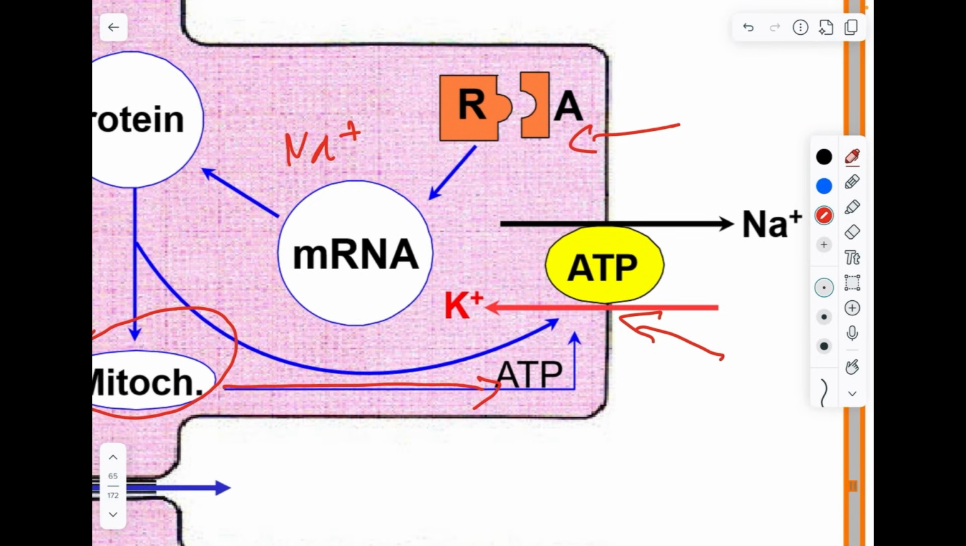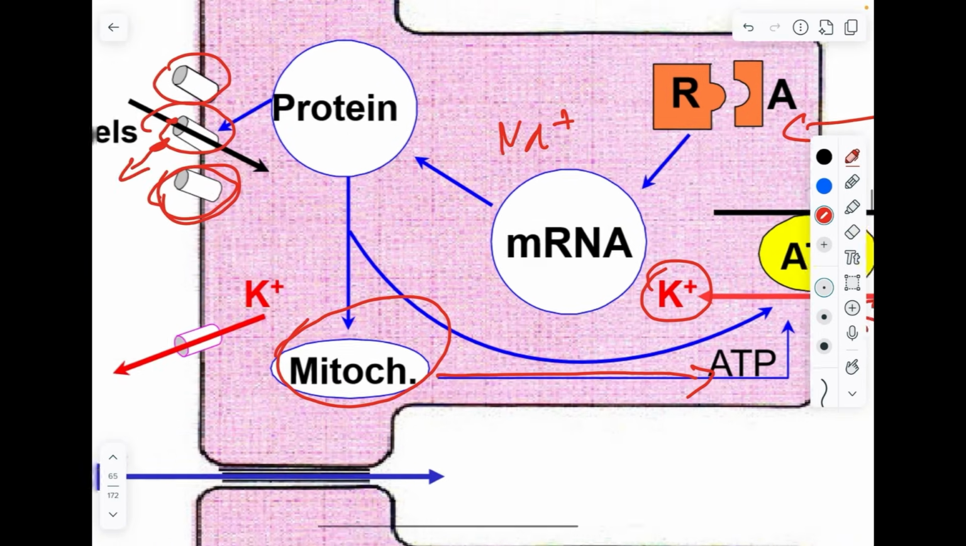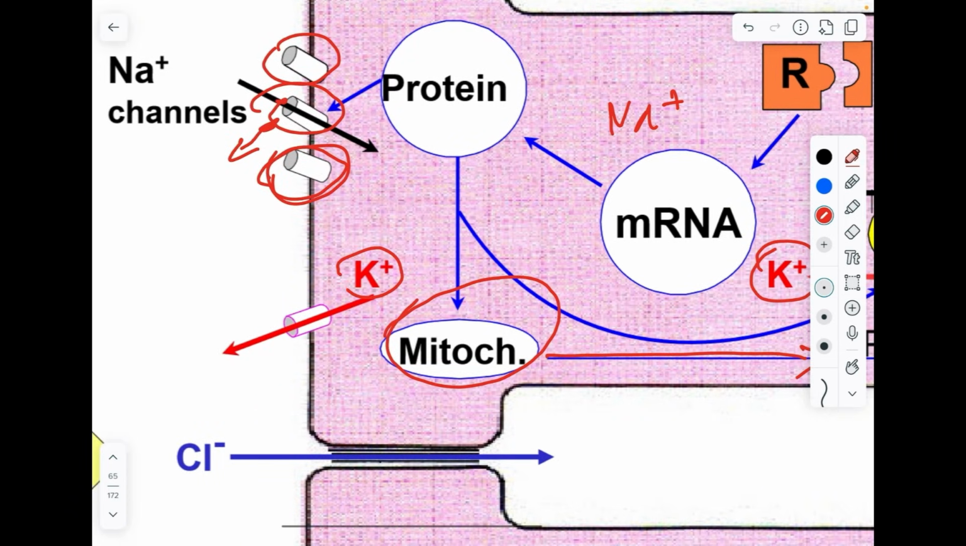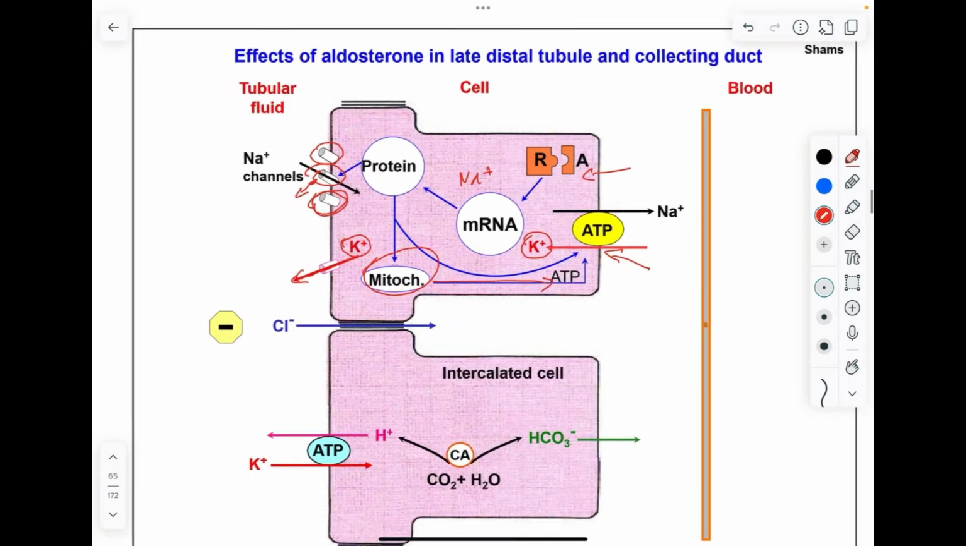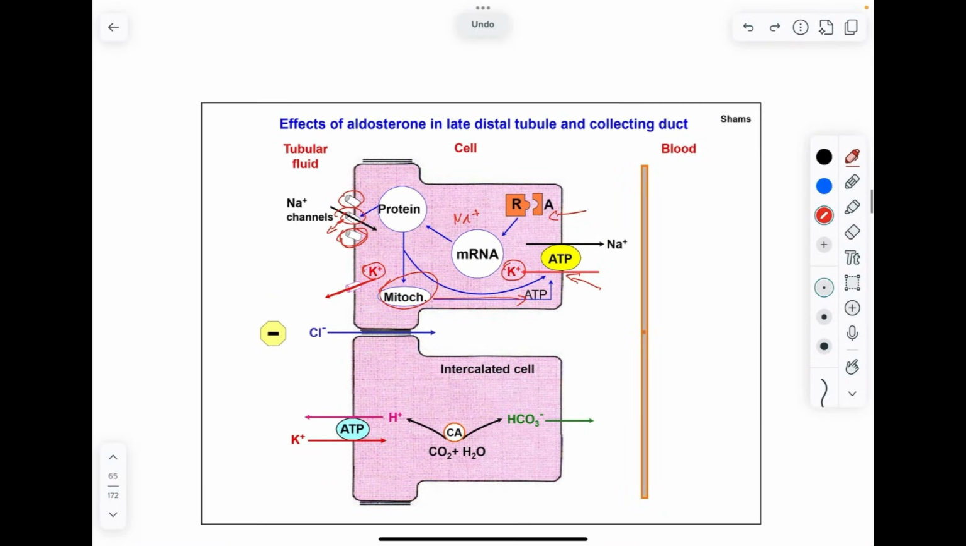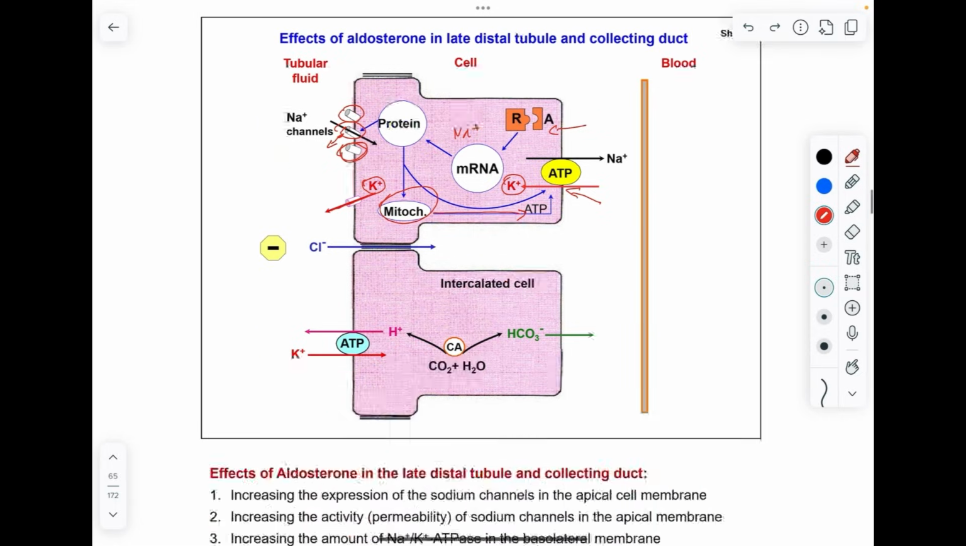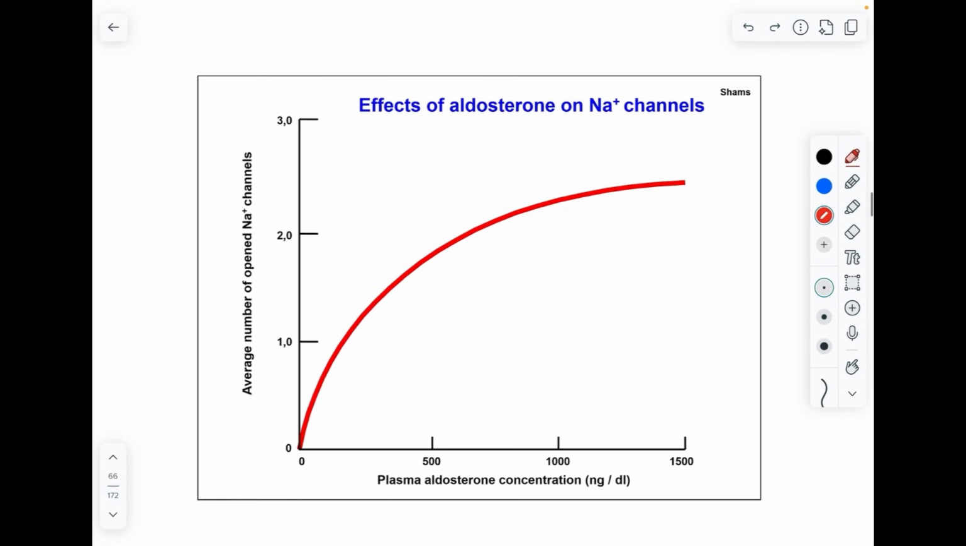Now, as a side effect, if you increase these pumps, you will have more potassium inside the cell. Hence, the potassium will be leaving more through these channels. So you are getting rid of more potassium. So as a side effect, you might get hypokalemia. Okay, hope that makes sense. By the way, this is all happening in the late distal tubule and collecting duct because they are the place where we always play with hormones.